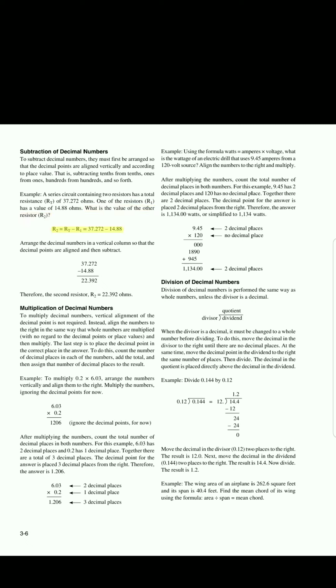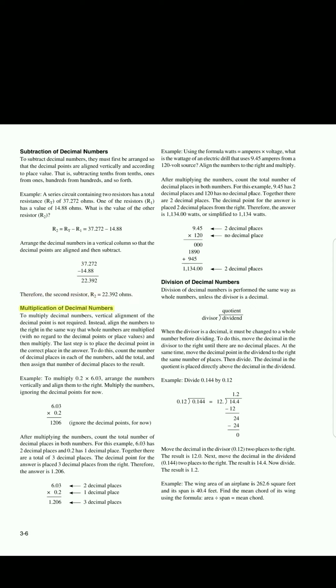What is the value of the other resistor, R2? R2 equals RT minus R1 equals 37.272 minus 14.88. Arrange the decimal numbers in a vertical column, so that the decimal points are aligned, and then subtract. 37.272 minus 14.88 equals 22.392. Therefore, the second resistor, R2, equals 22.392 ohms.